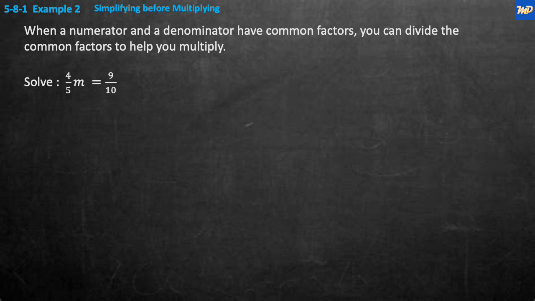And there, we can do this common factoring if we'd like. But we could do it right now if we want. But we're going to go ahead and choose to do it after we do the move here. So what we're going to do is we're going to say 4/5 m equals 9/10. We're going to multiply both sides by the reciprocal. So we're going to say the reciprocal of 4/5 is 5/4.